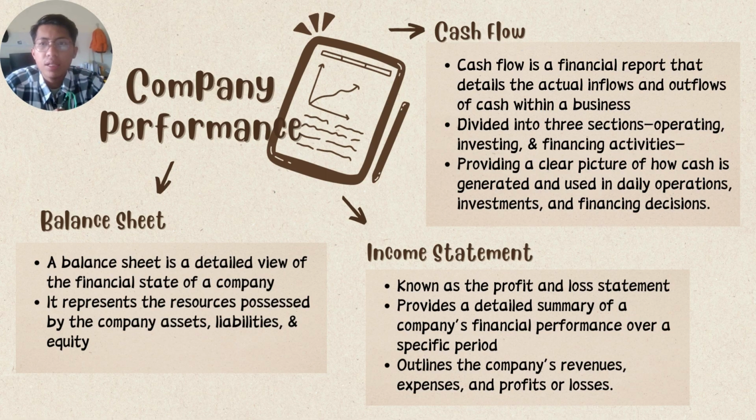Cash flow. The cash flow statement is a financial report that details the actual inflow and outflow of cash within a business over a specific period. It is divided into three main sections: operating activity, investing activity and financing activity, providing a clear picture of how cash is generated and used in daily operations, investment and financial decisions.